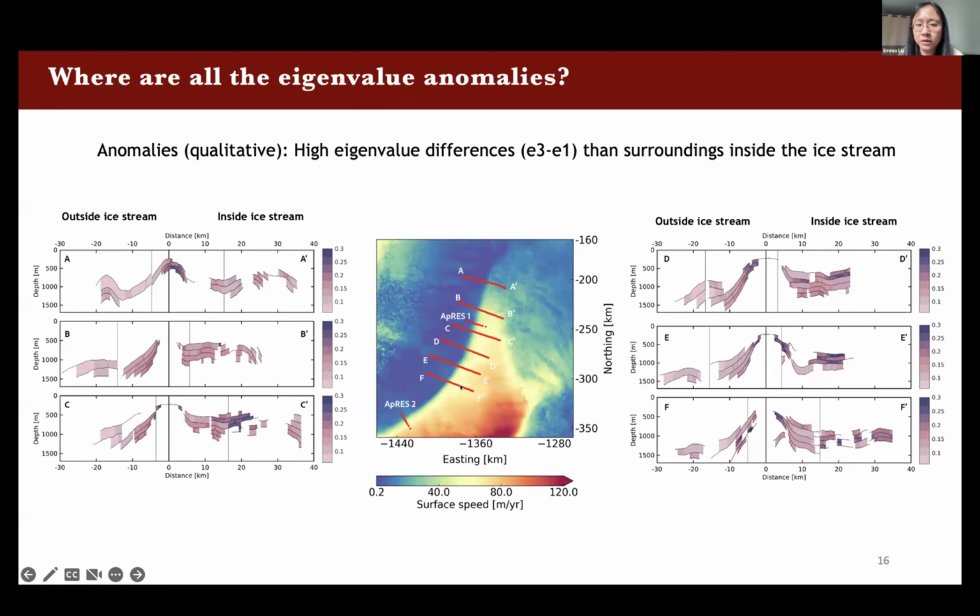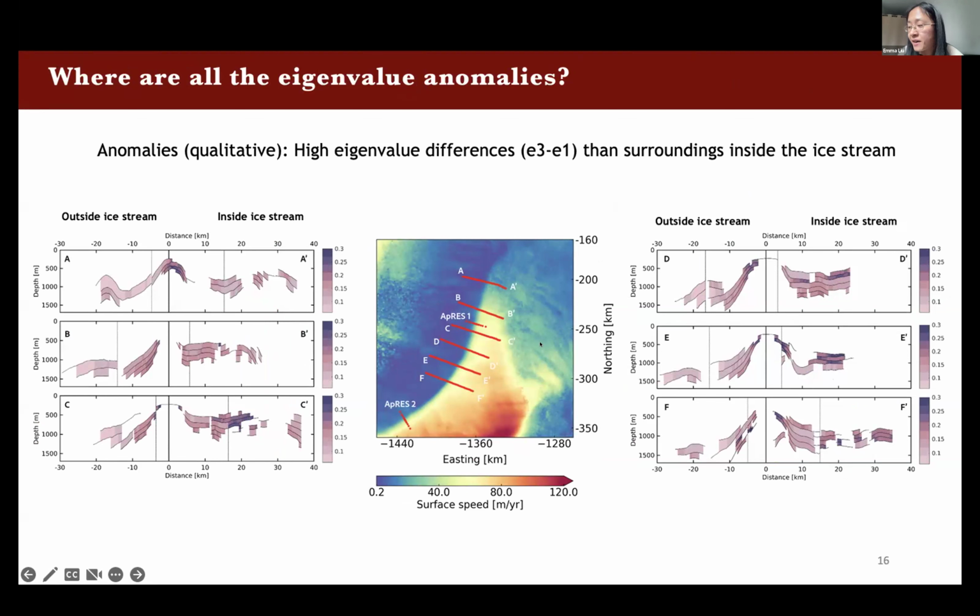So here are all the 6 transects, AA prime at the top, all the way to FF prime at the bottom. And the radar observations are shown on the side over here. So we want to see, roughly speaking, where the fabric anomalies are spatially.